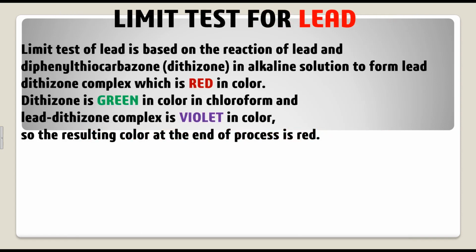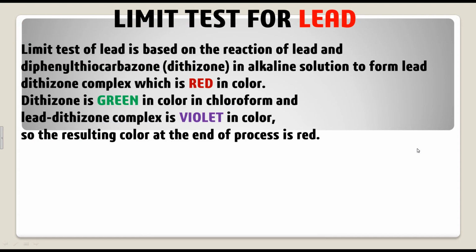What next? Limit test for lead. Limit test of lead is based on the reaction of lead and diphenyl thiocarbazone, that means dithizone, in alkaline solution to form lead dithizone complex, which is red in color, green in color in chloroform. Lead dithizone complex is violet in color. Because of this combination of green and violet, the end result you will get is red color. This is what happens in limit test for lead.